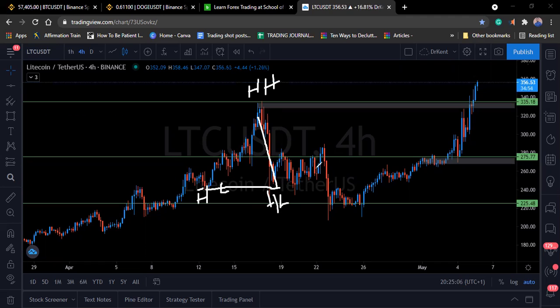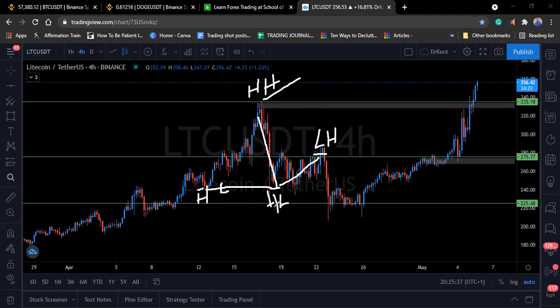Now, you now have what is called a lower high at this point here. Why is it a lower high? It's called a lower high because it did not go above this high point. It's a high point because market went up. But then in terms of market structure, it did not go above this high point. So it's still a lower high.